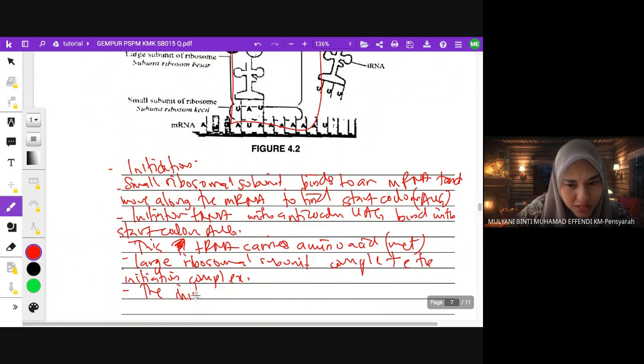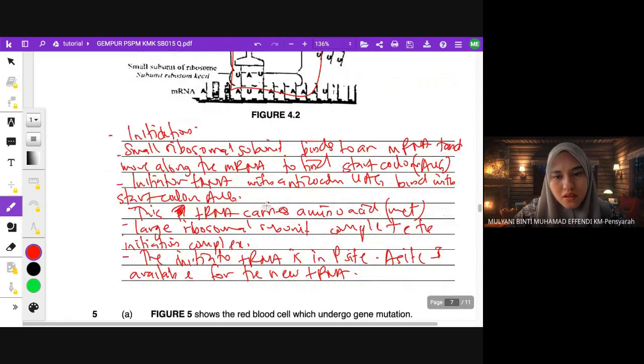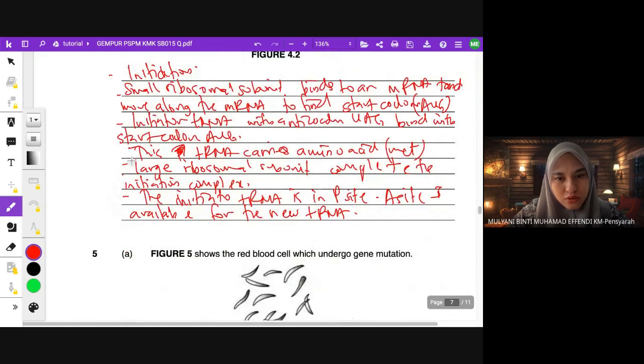The initiator tRNA is in P site. Yang tRNA yang first tu, yang MET tu ada dekat P site. Okay. A site is available for the new tRNA. Macam tu. Okay. Tu je lah. Right. Dah, saya tahu. So ada berapa point kat sini. So 1, 2, 3, 4. Tambah lagi lah kot. Okay, sebab dia nak 6 kan.